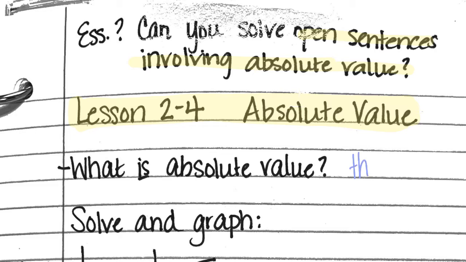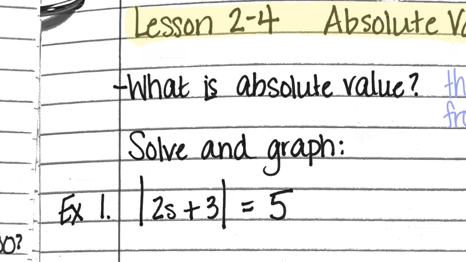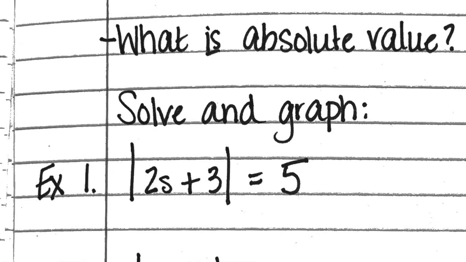Nice. You do need to know that absolute value is a distance. It does not just mean everything turns positive, right? All right, so let's look at example 1. Notice it says to do two things. The first thing it says to do is to, and then to.